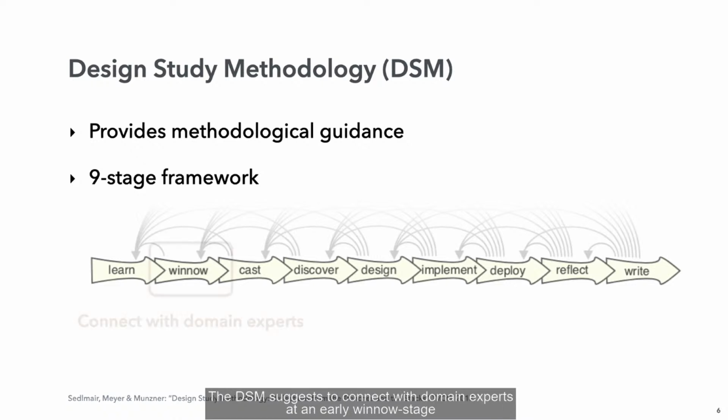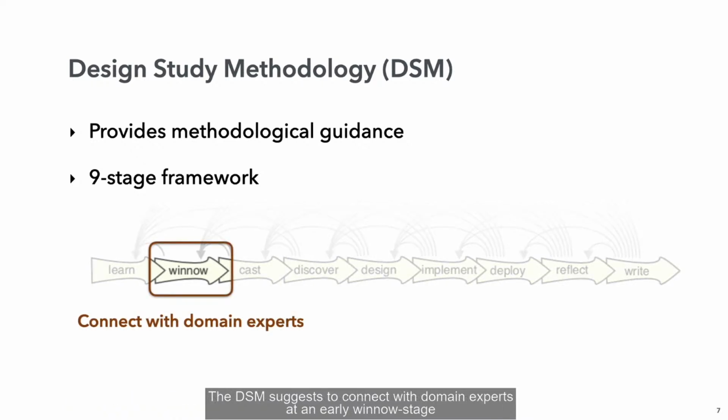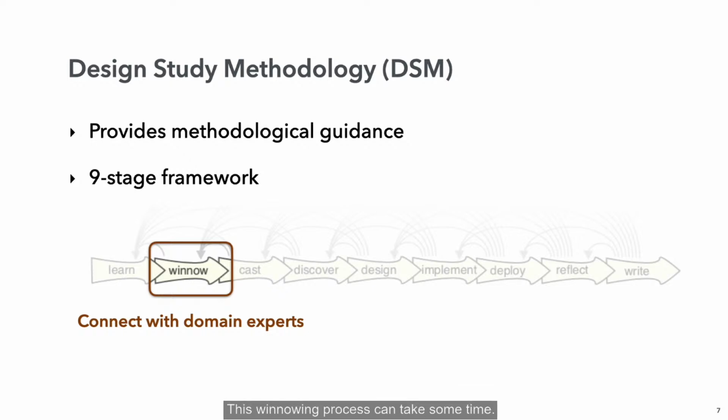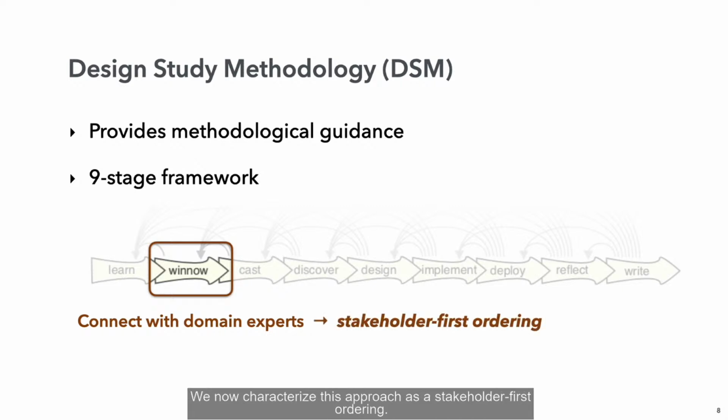The DSM suggests to connect with domain experts at an early winnow stage, to understand their problems, and to find out if there is a relevant research question. This winnowing process can take some time. A careful selection is necessary because not all potential collaborations are a good match. We now characterize this approach as a stakeholder first ordering.